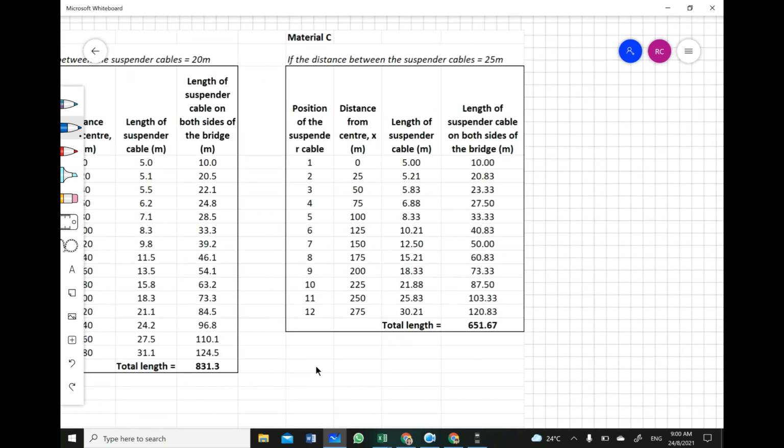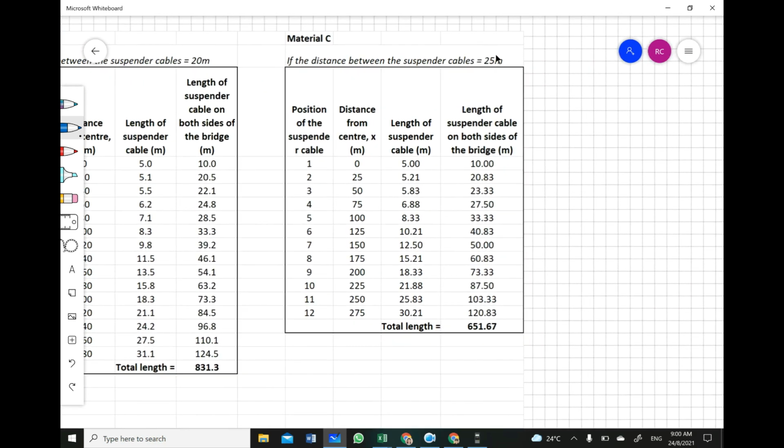Whereas for material C here, the distance is 25 meter. So you can see I do like this, 0, 25, 50, 75, up to 275. Plus another 25 is 300. 300 is the concrete tower. We don't need it. So again, the first cable, the shortest one, that is the main cable, we only need 2, so we have 10. The rest of the cable, we need 4. Okay, left and right, and the opposite one. So we need 4. I multiply by 4 all of this. I'm going to get this figure.